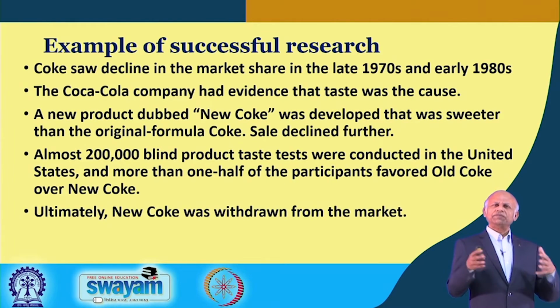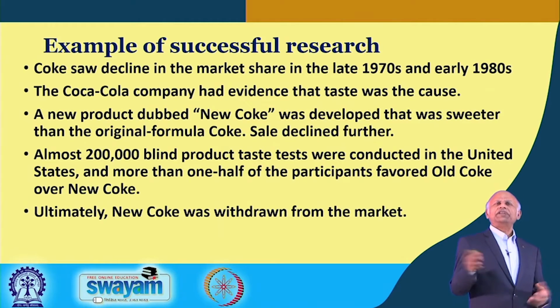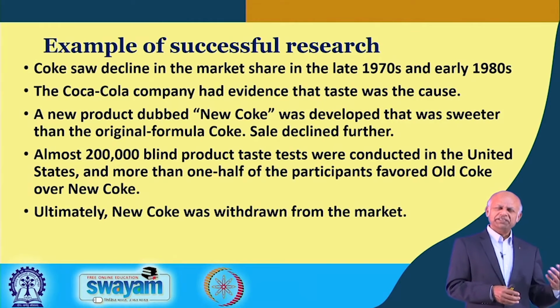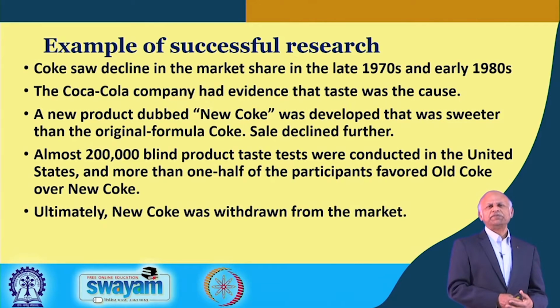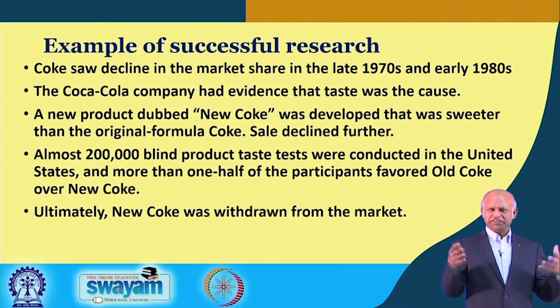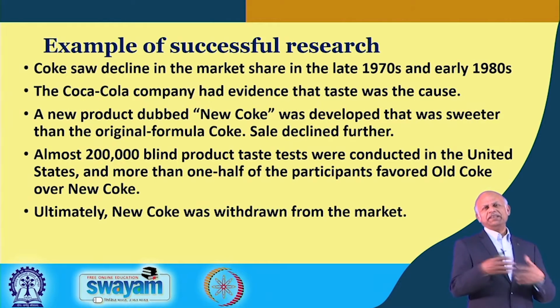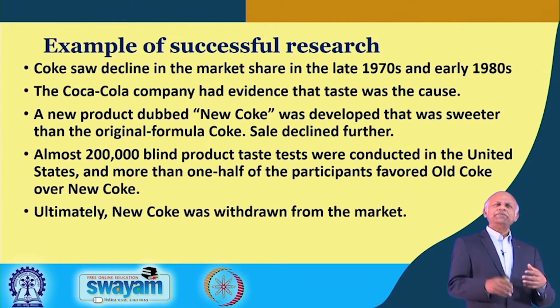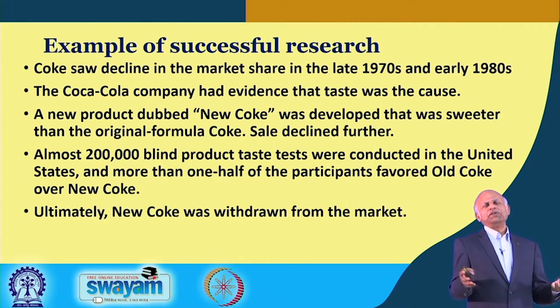This is one very successful experiment in experimental market research. Coke saw a decline in market share in the 1970s. This example is used by many people, and so I also gathered it from there. I wish I could give a very recent and Indian example, but it's very difficult to get, particularly due to shortage of time. But Coke introduced a new Coke, but then they found that market share is going down and down.